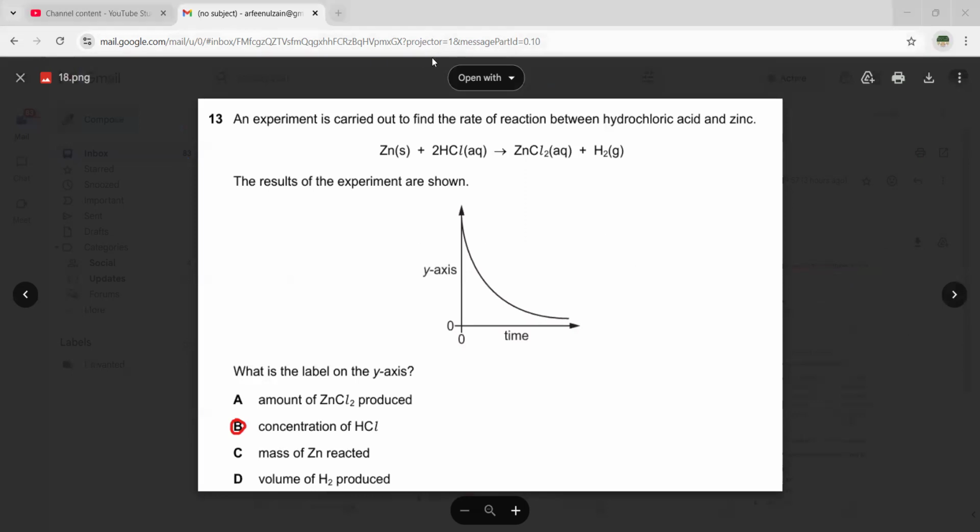An experiment is carried out to find the rate of a reaction between hydrochloric acid and zinc. Hydrochloric acid reacts with zinc, forming zinc chloride and hydrogen. The results of the experiment are shown. What is the label on the y-axis? Look, this reaction is giving off a gas.